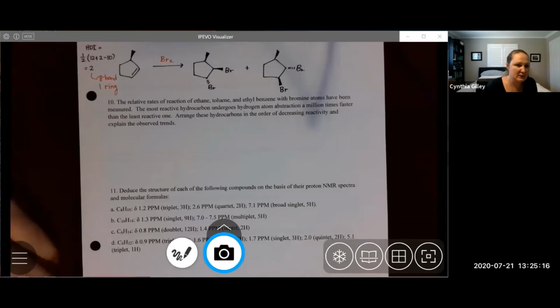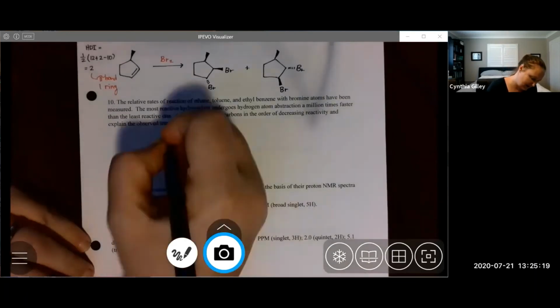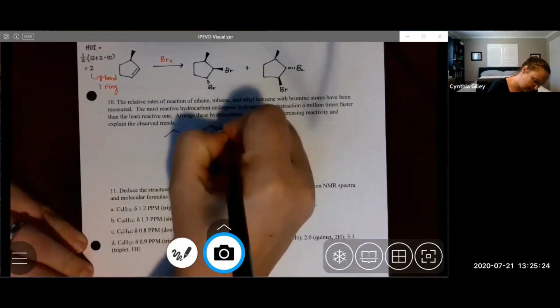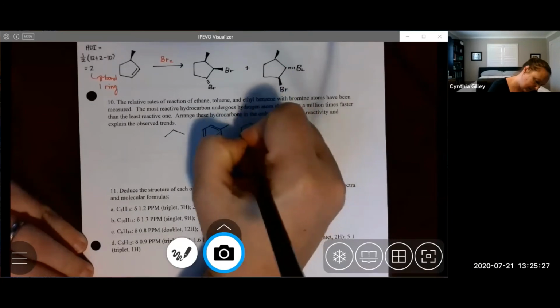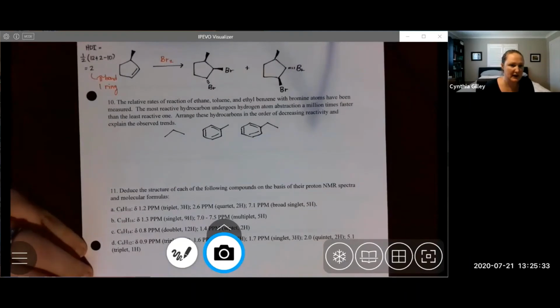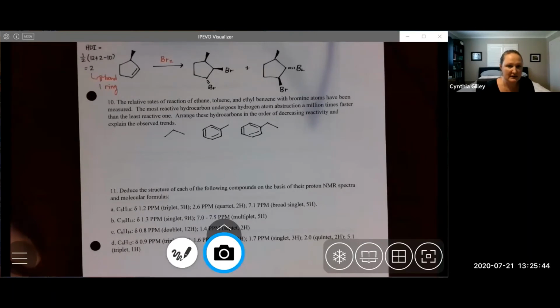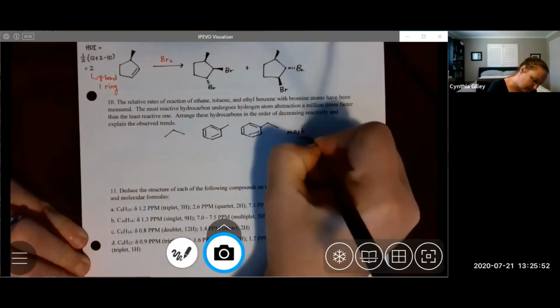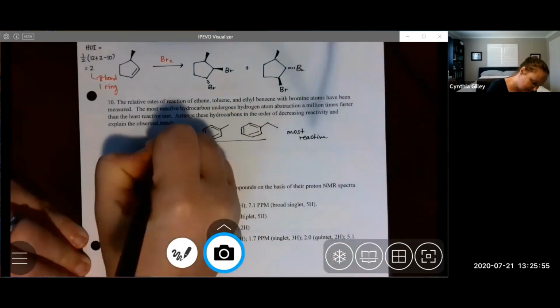Okay, so the next one is the relative rates of reaction of ethane, toluene, and ethylbenzene with bromine atoms have been measured. The most reactive hydrocarbon undergoes hydrogen atom abstraction 1,000,000 times faster than the least reactive one. Arrange these hydrocarbons in the order of decreasing reactivity and explain the trends. So this would be the most reactive, right? So we could draw an arrow for decreasing reactivity.